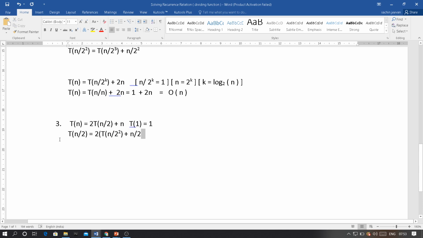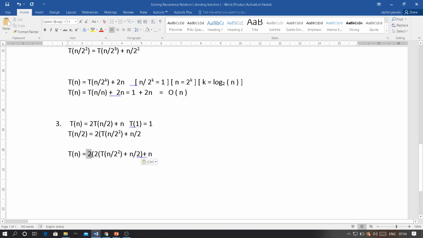So when this is the value of T(n/2), then this value has to be substituted instead of this T(n/2). 2 will be outside, so inside, this 2 should be multiplied by both these terms. I'll show you how to do that. Let me have a copy of this equation first. T(n) is equal to 2 times the entire term, 2T(n/2²) plus n/2, and then plus n.